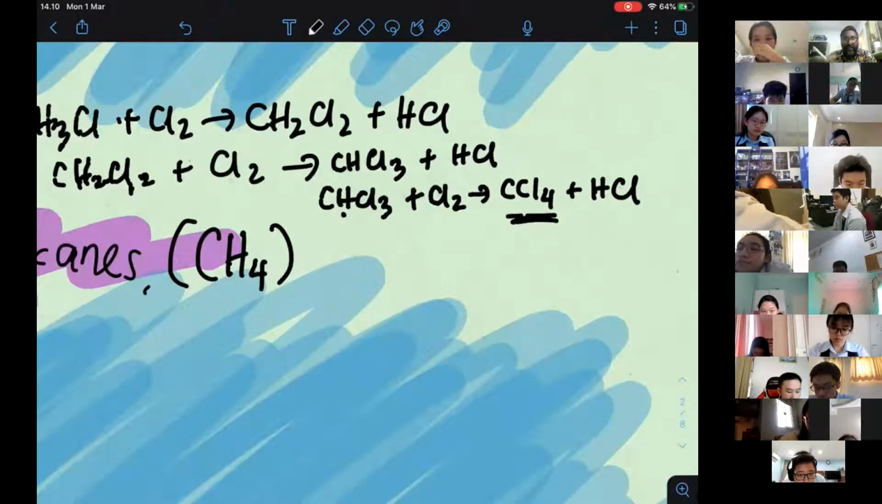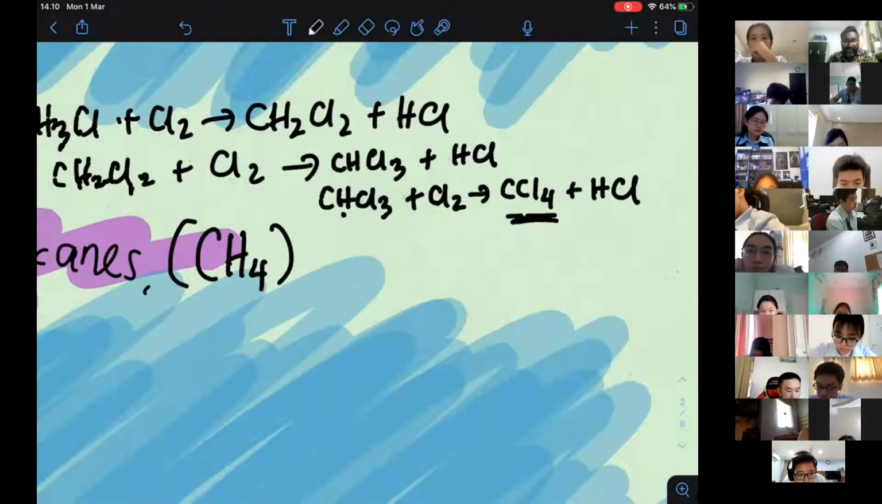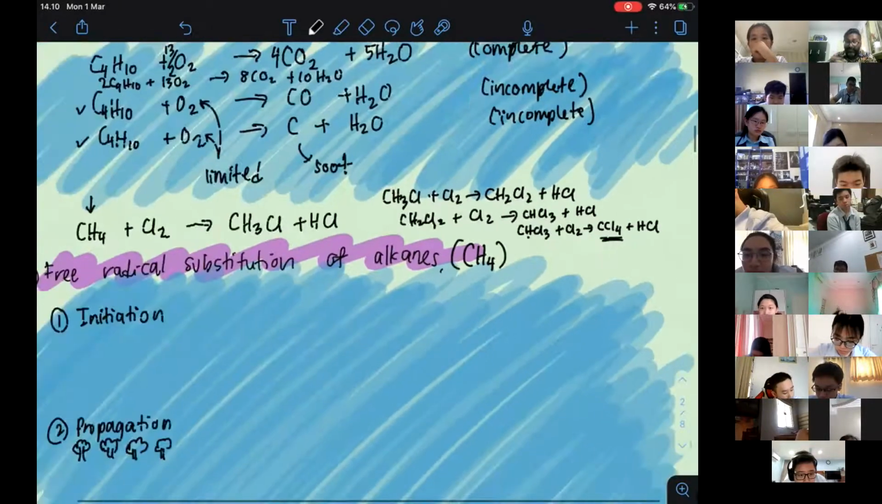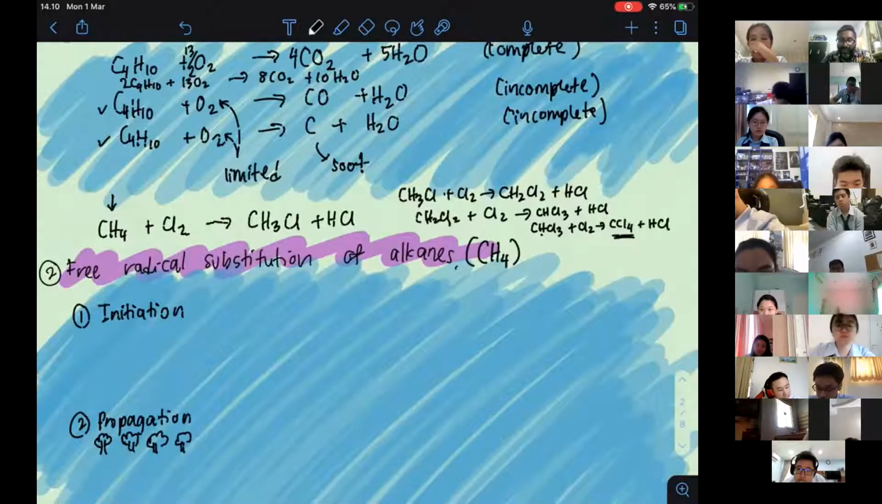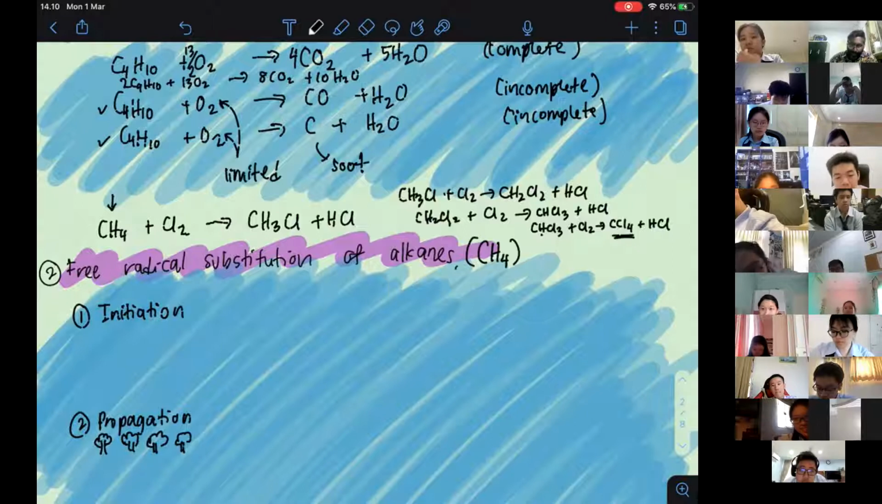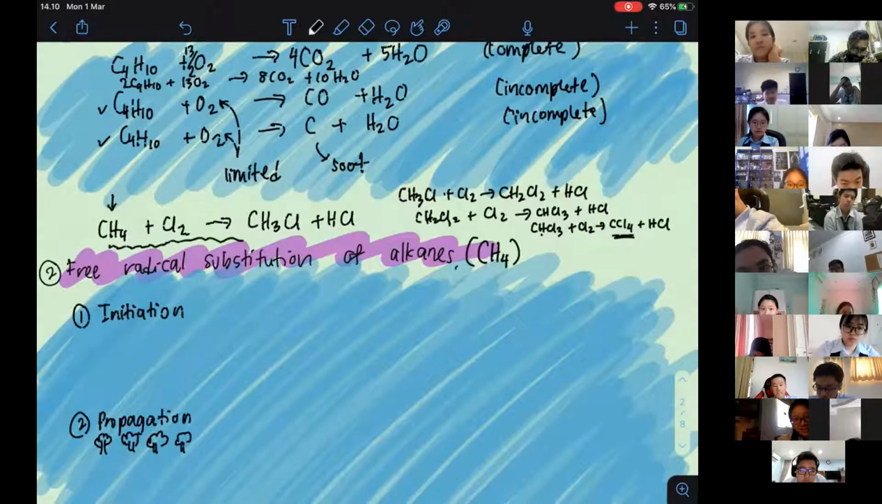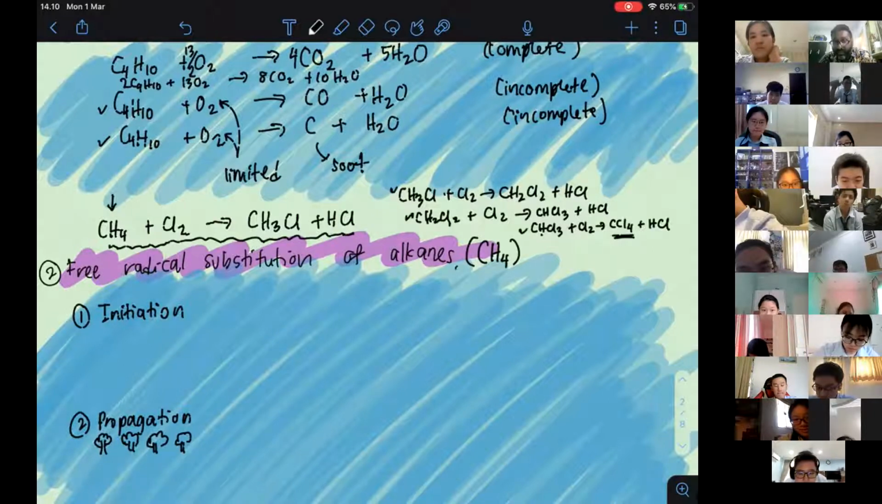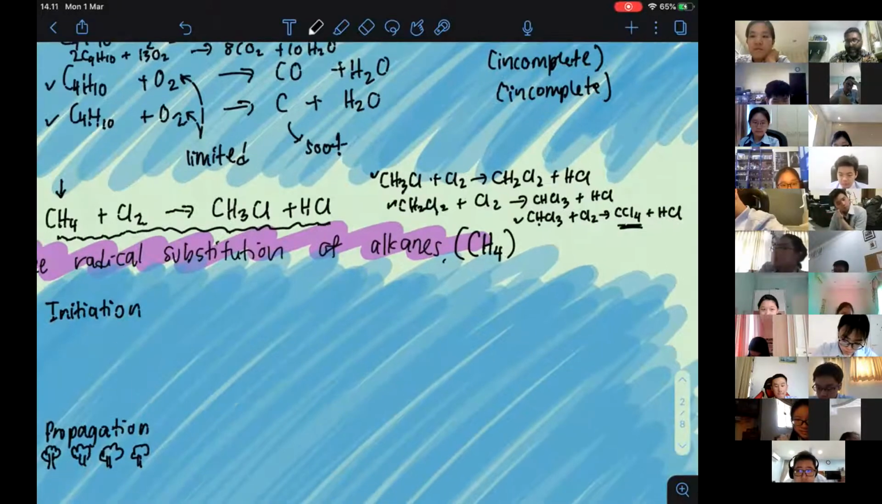So it will continue to happen. That's why I'm selecting CH4, because it's much easier to see. Please take note, I'm only going to write down the first reaction. But if you want to continue, you can continue with all this. This is important. I'm just substituting one, and I'm going to write the mechanism of the reaction. The mechanism can happen with Cl2, it can happen with Br2.